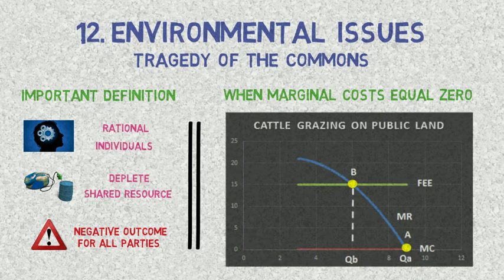In order to avoid this problem, many governments charge fees. These fees increase the marginal cost. In fact, the marginal cost becomes equal to the fee, if you consider that the marginal cost was zero before government intervention. Since the marginal cost is higher, the producer will continue to graze until his marginal revenue equals his marginal cost. This happens at point B in the graphic.